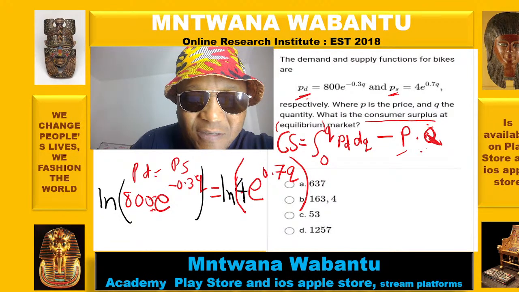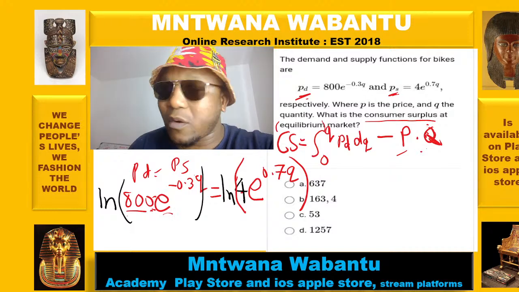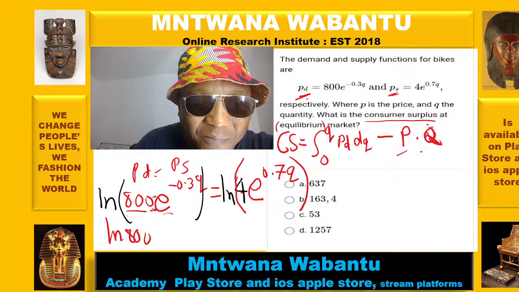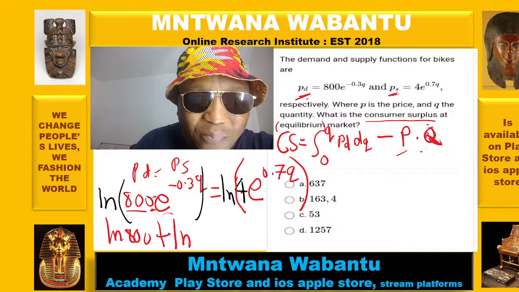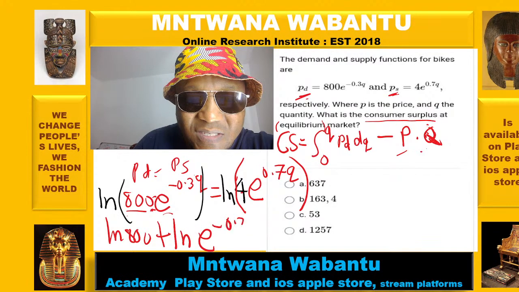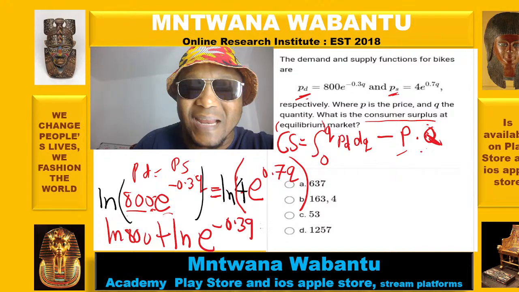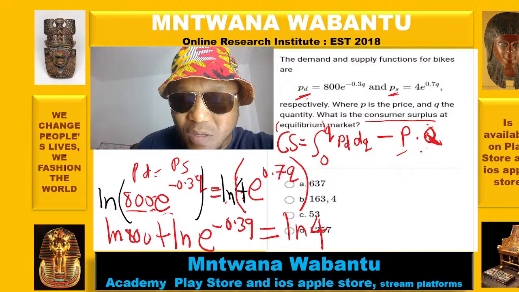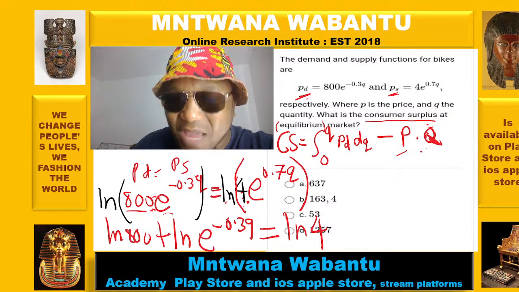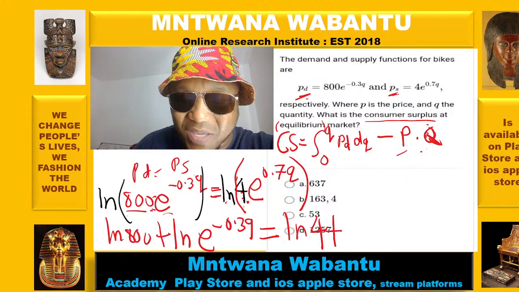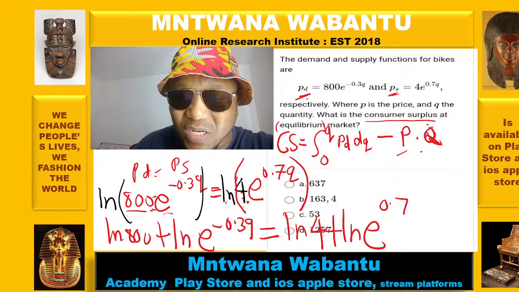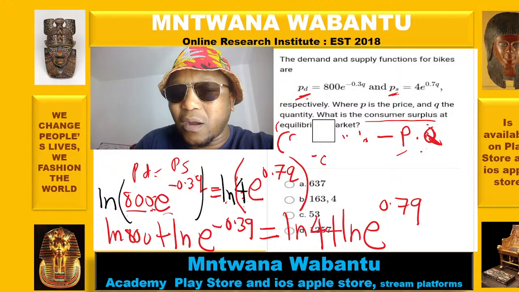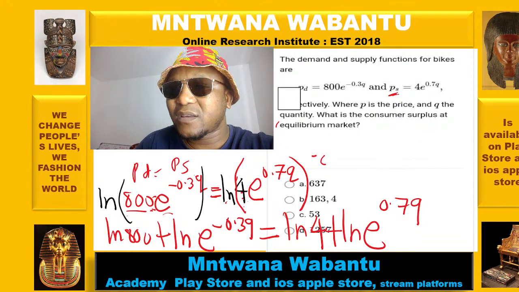So since we have an 800E, I can separate it according to the law of the ln. I'll say ln of 800, but remember there's a multiplication in between, so I'm going to say plus ln of the second one, which is E to the negative 0.39. Now we come to the next one. I'm going to say ln of 4, but remember there's a multiplication between 4 and E power whatever. So we say plus ln of E to the 0.79.